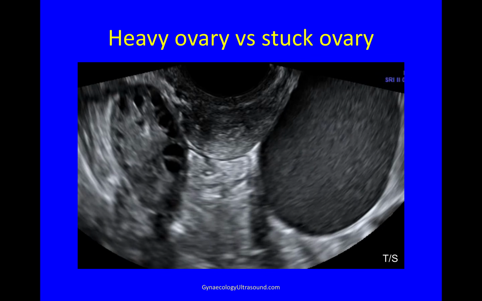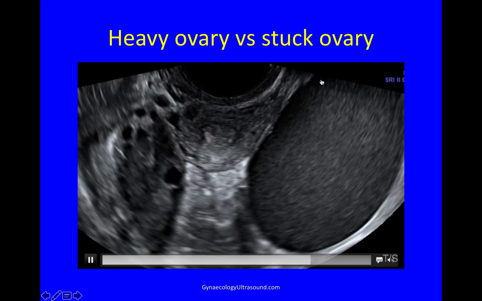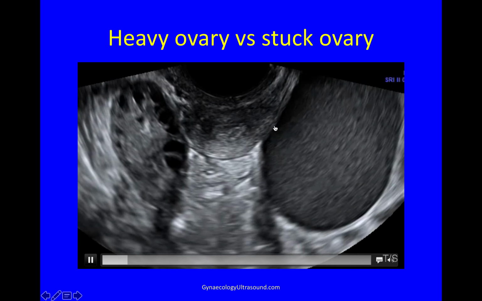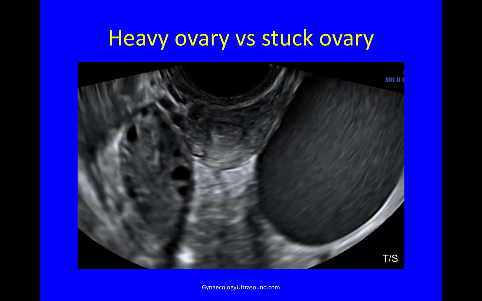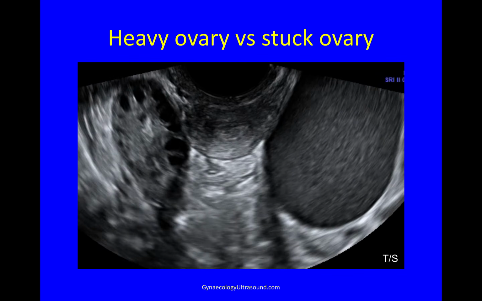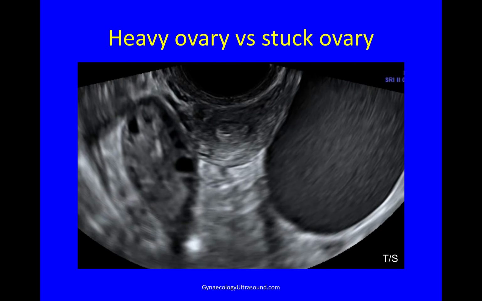And here is the difference between a heavy ovary, a polycystic ovary on this side, and an endometrioma, which is adherent to the uterosacral ligaments. Both are low in the pelvis, but one is freely mobile, and the other one is an endometrioma, and it is adherent to the uterus.